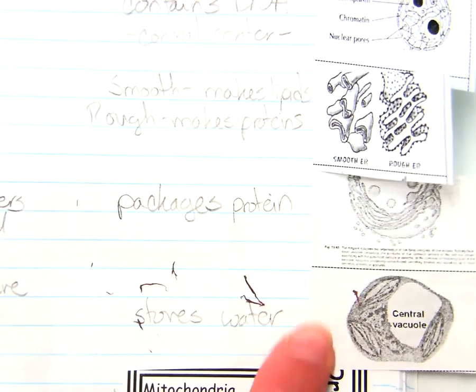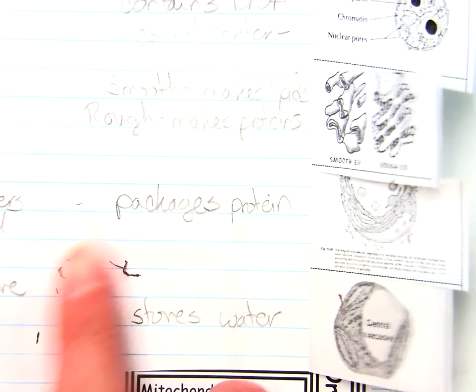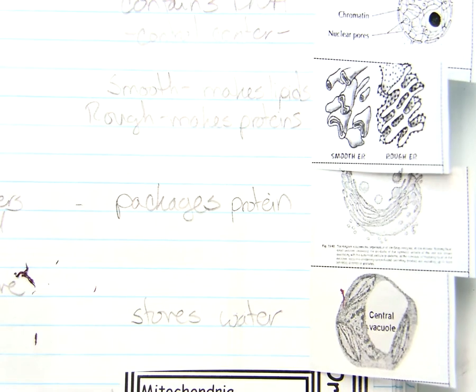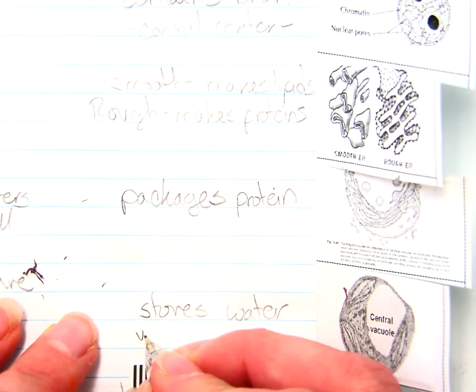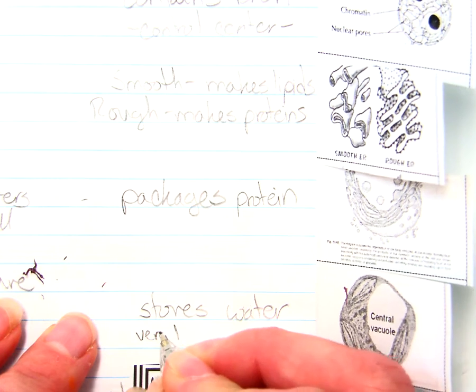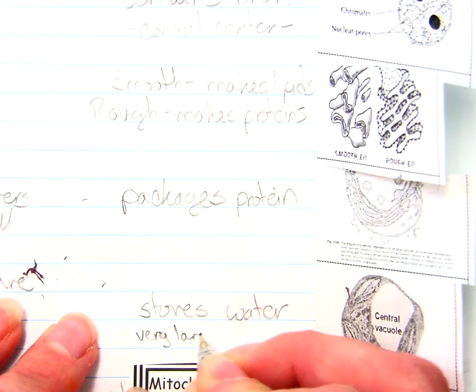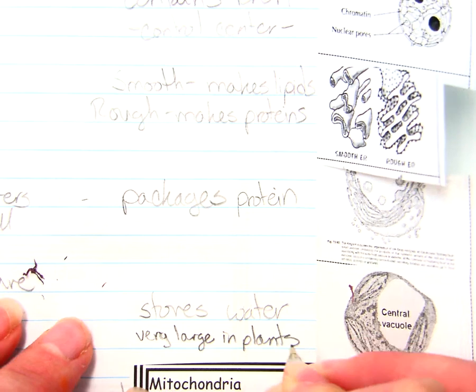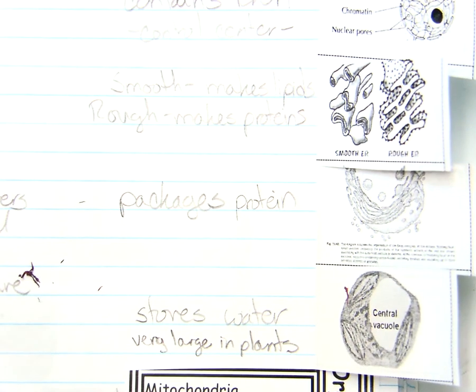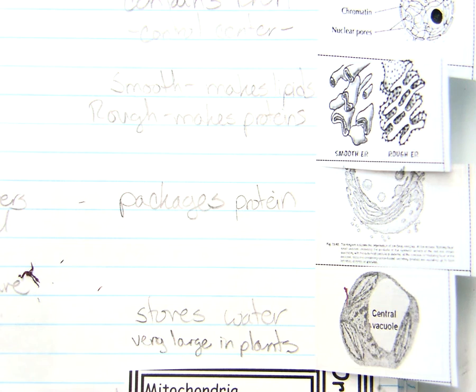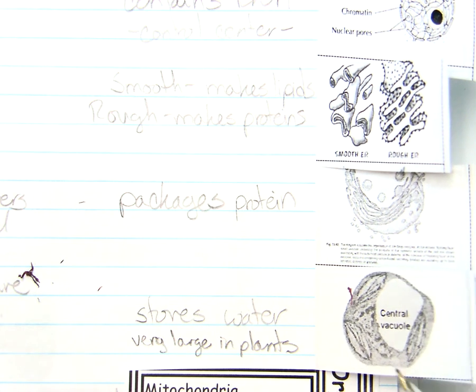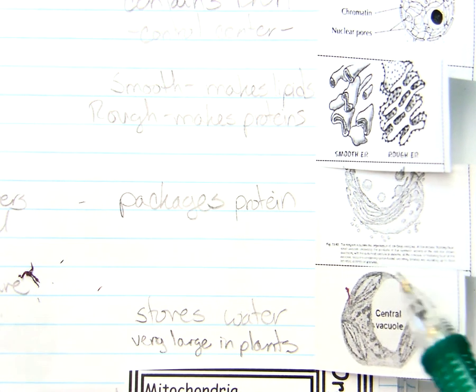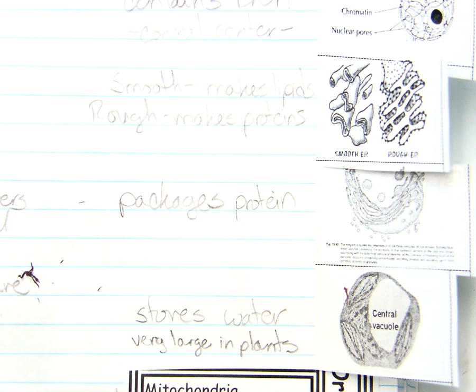Then we have vacuoles. The vacuole is used for storing water. Vacuole is very large in plants. Animals tend to have a bunch of little ones. This is a picture of a plant cell. They have a very large vacuole.